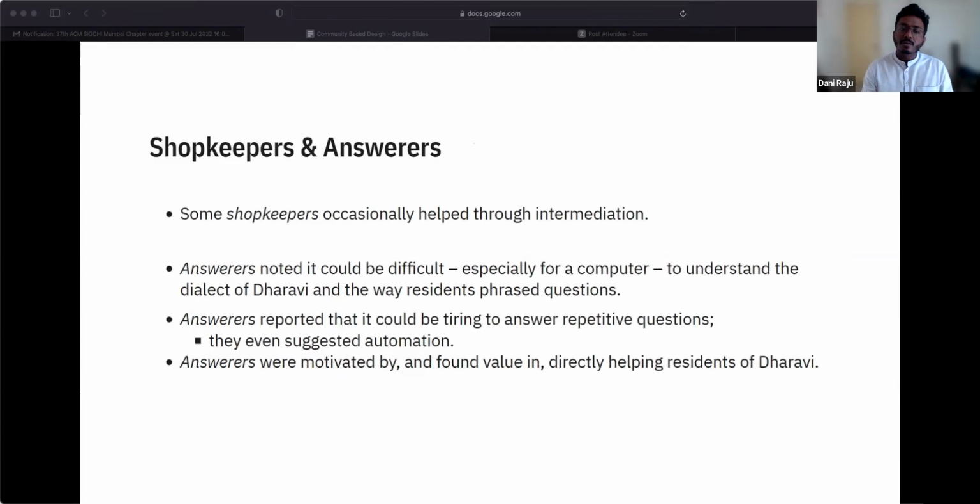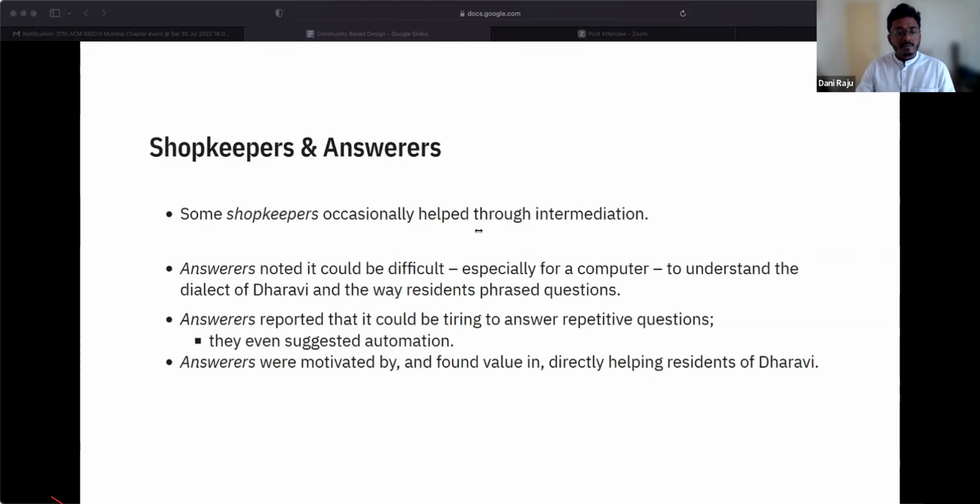And then shopkeepers were a big part of this entire system. Some shopkeepers reported occasionally helping first-time users, for instance by demonstrating the device, and by indicating how users can rephrase their questions so that they were more likely to be understood by the Google Assistant. Answerers also noted that it would be difficult, especially for a computer, to understand the dialect and the way residents phrase the questions. Even answerers reported that it would be tiring to answer repetitive questions, and even suggested ways of automating responses in cases of repetition.